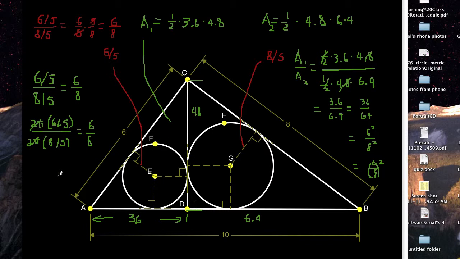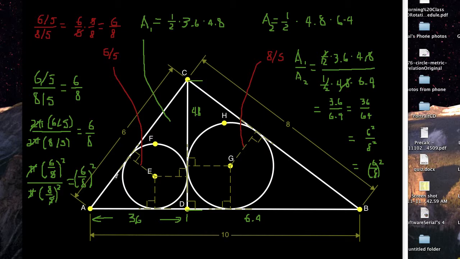And the areas are pi r squared, so the area of the smaller circle is pi times 6 fifths squared, and the area of the larger circle is pi times 8 fifths squared. So the ratio of the areas, again, we cancel out similar terms in the numerator and denominator, still goes as 6 over 8 quantity squared.